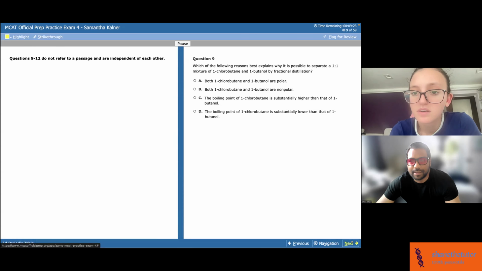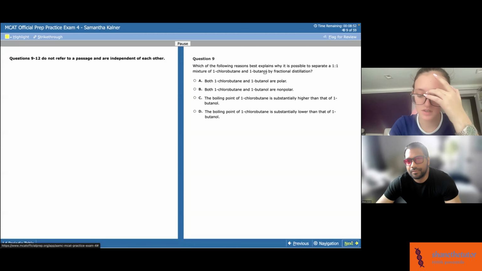How are you with separation techniques and things like that? I'm going to see if I can figure this out. Butanol is like an ethanol, right? It's an alcohol. I'm thinking it's an alcohol.